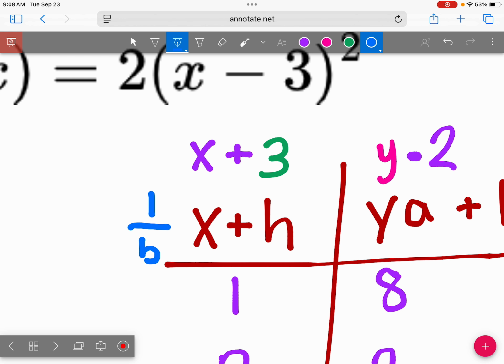Because if we think about it, that horizontal stretch was when our b was smaller than 1 instead of the stretch being when it was bigger than 1. That's what I mean by everything being flipped.